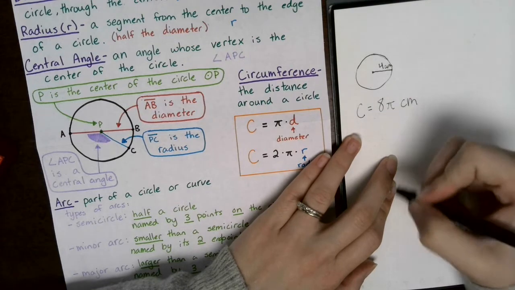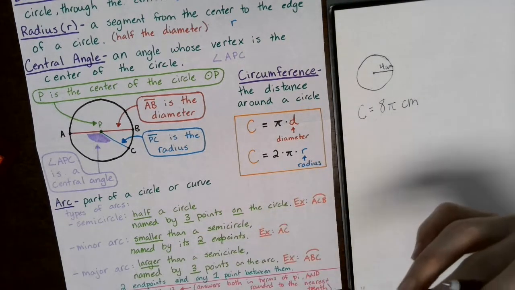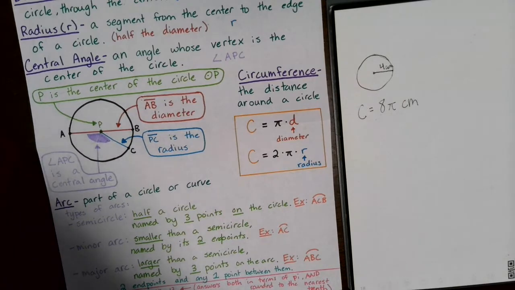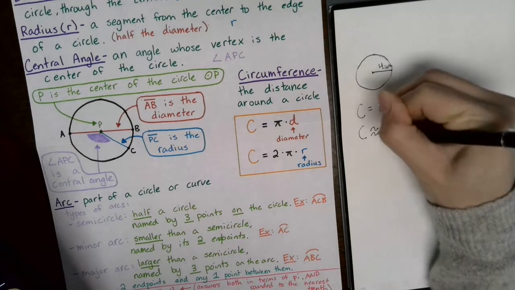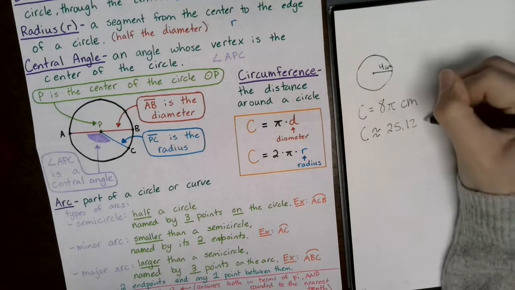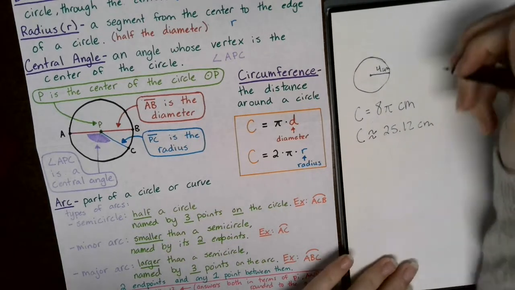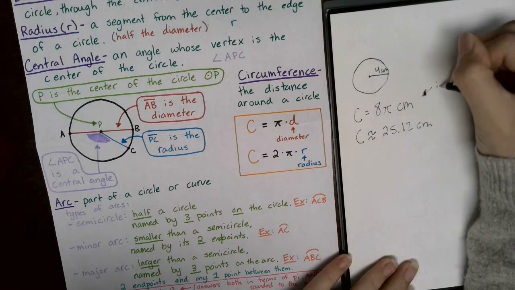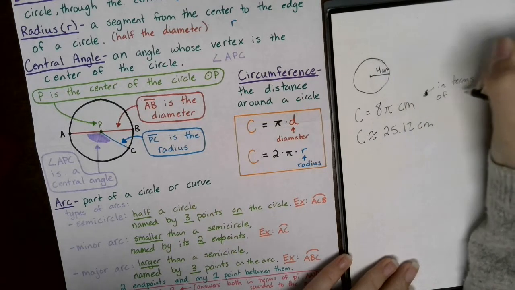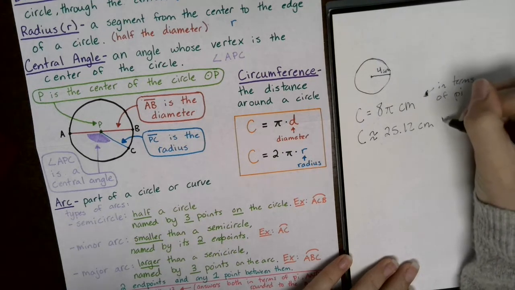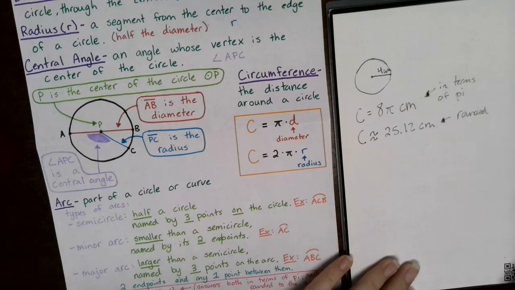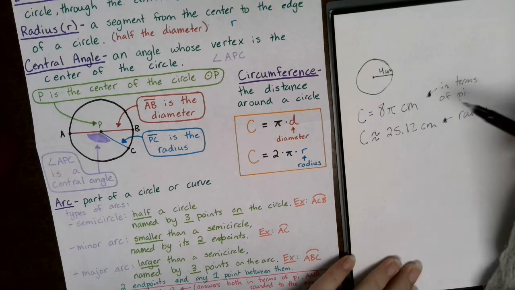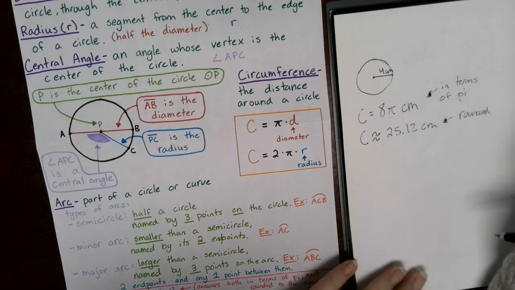Or I could put that in the calculator and do 8 times pi, which, let me just grab my phone. I don't care if you guys use 3.14 or pi to do this, but we would say C is approximately 25.12 centimeters, okay? So this is in terms of pi. And this one is rounded. Okay, so read the question. If it says in terms of pi, leave it in terms of pi. If it says rounded, round it. Okay.